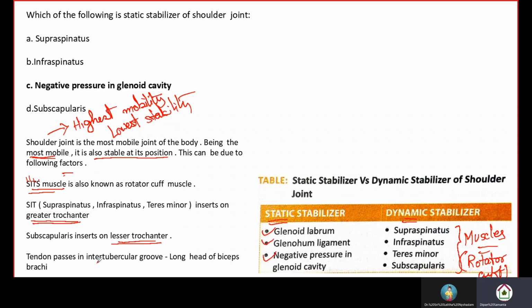The tendon that passes in the intertubercular groove is the long head of biceps brachii. So that's different. This is the insertion. So these are the stabilizers which stabilize the joint.